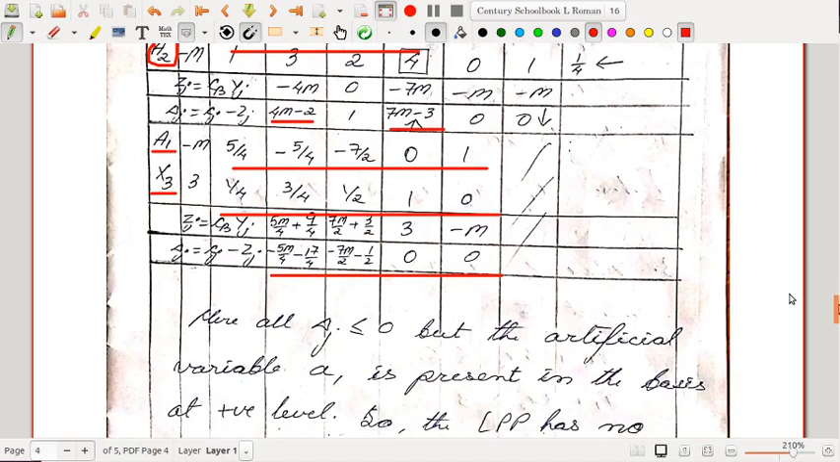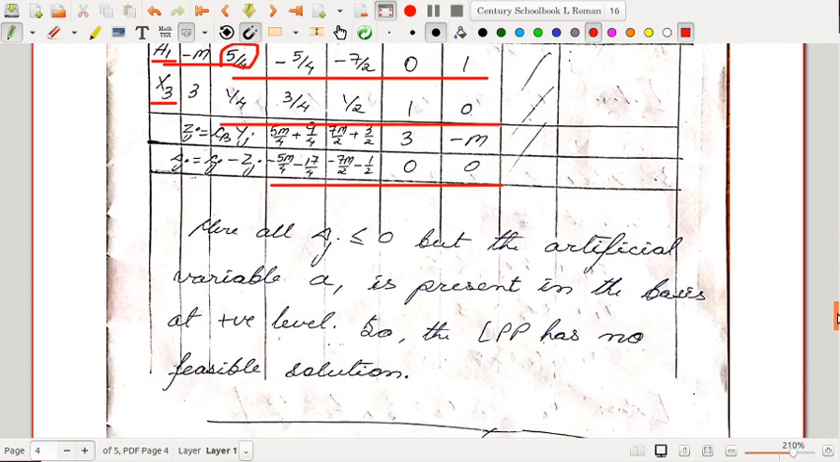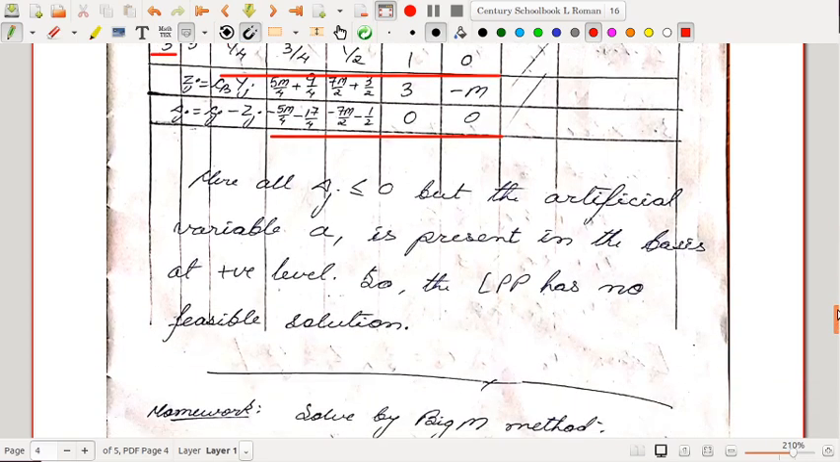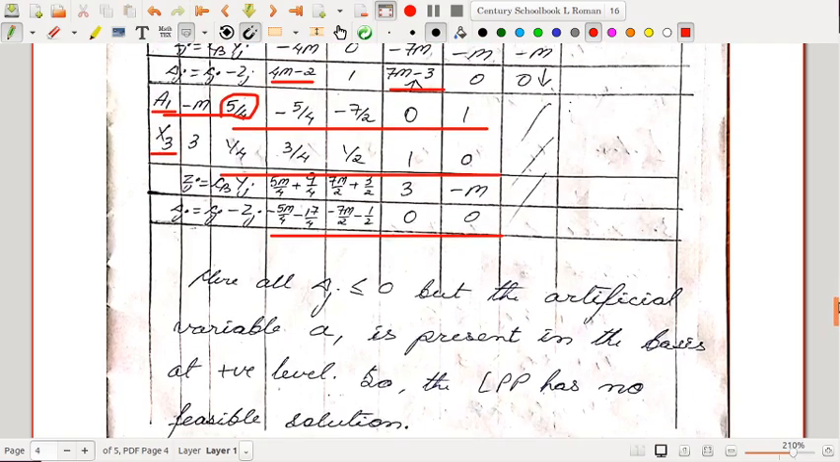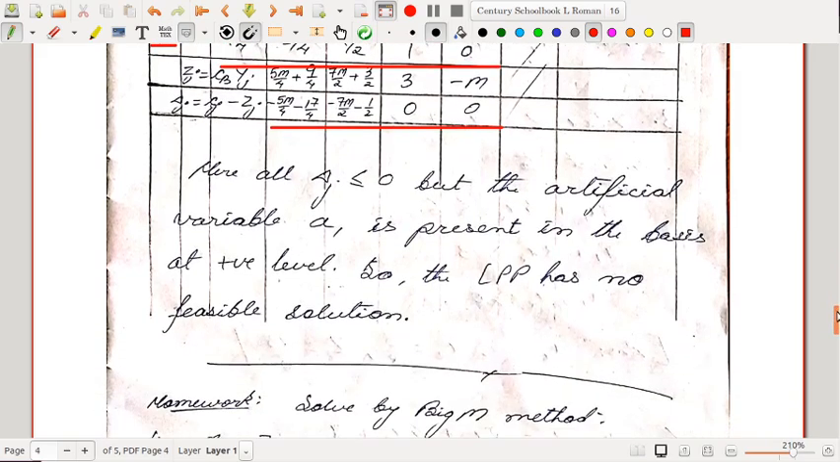So all delta j are less than or equal to 0, but the artificial variable a1 is still present in the basis, and its value is 5/4. So it is present in the basis at positive level. So the original LPP has no feasible solution. If the optimality conditions are satisfied but even then one of the artificial variables is present in the basis at positive level, then the original LPP has no feasible solution.